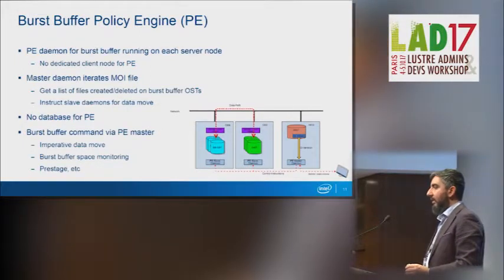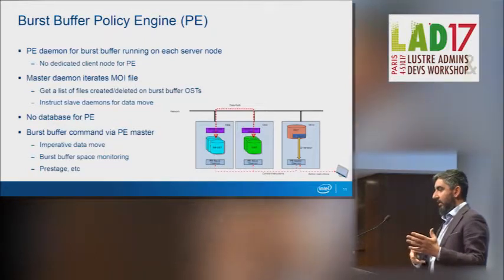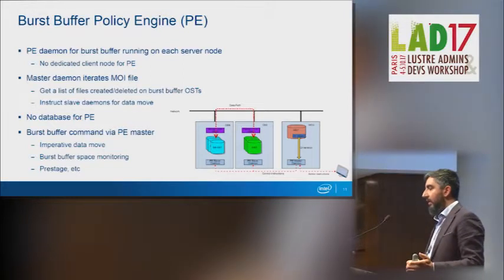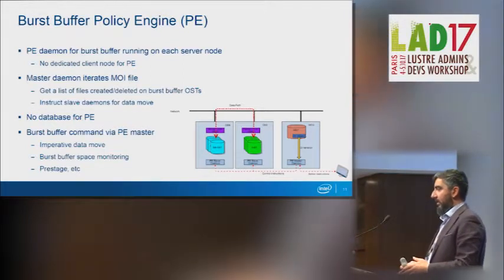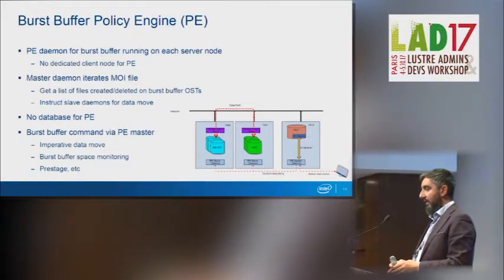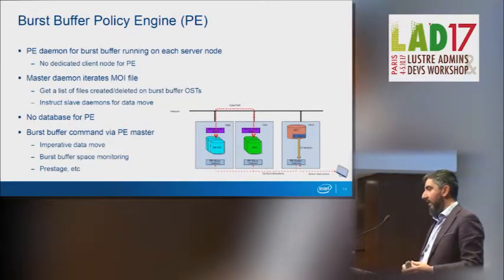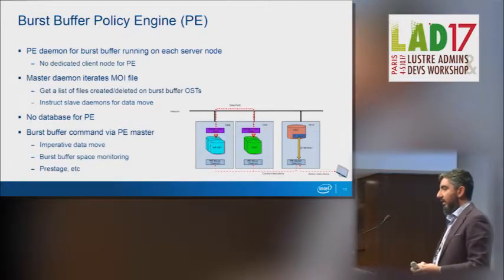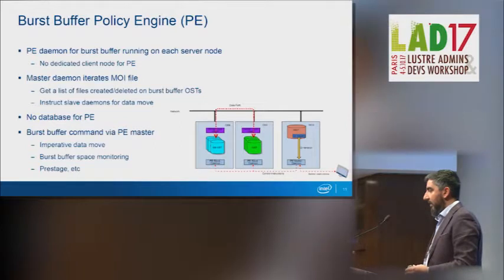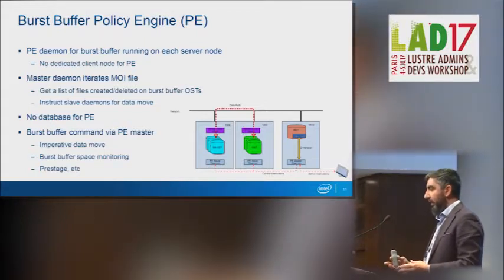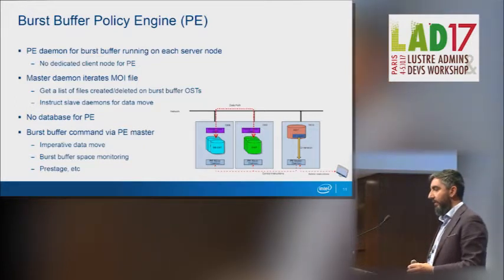So the idea here is basically using the proposed MOI, the server-side client, to create some policy engine daemon running on the OSS side that communicates with the policy engine master daemon on the metadata target in order to push the data from one tier to another.